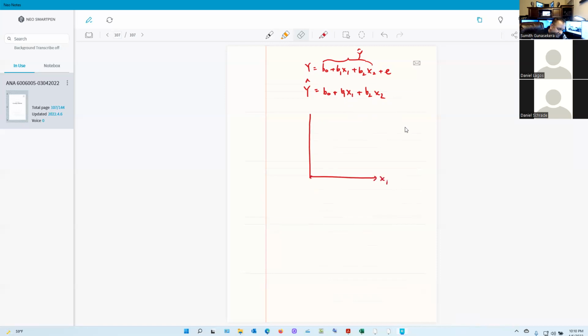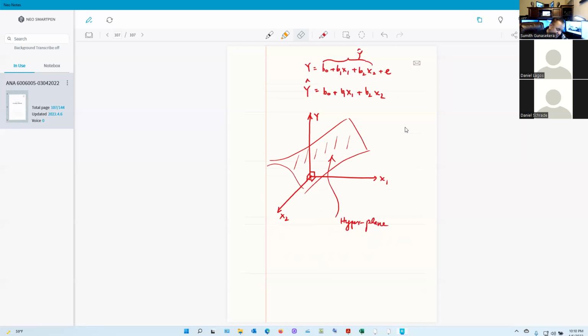Another one, you can have your X2, at 90 degrees, like that. Same y response, y will be over here. Then what are you going to have? You're not going to have a straight line. You're going to have a plane. It's a hyperplane.